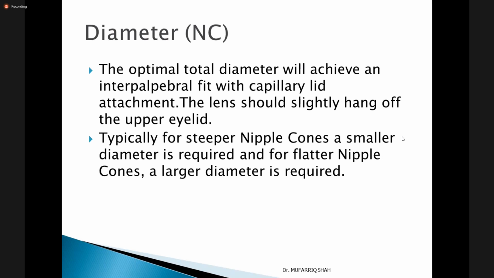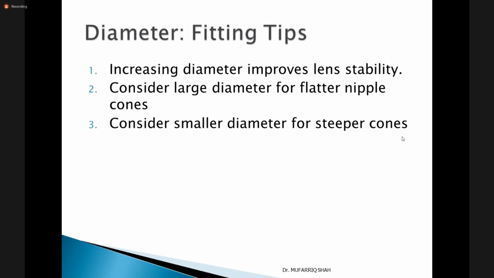Diameter for the nipple cone: the optimum total diameter will achieve an interpalpebral fit with capillary lid attachment. The lens should slightly hang up on the upper eyelid. Typically, for steeper nipple cones, a smaller diameter is required, and for flatter nipple cones, a larger diameter is required. So we already discussed these things.